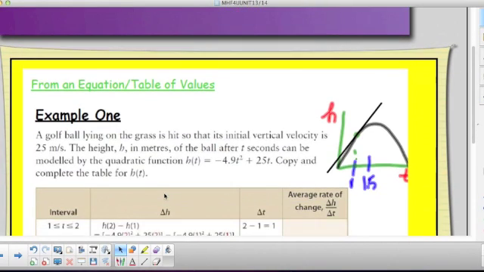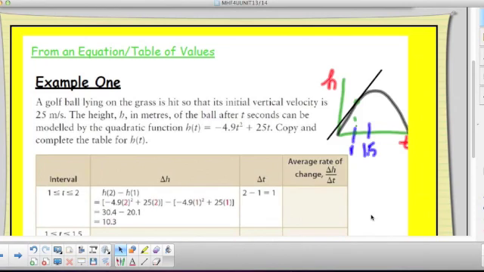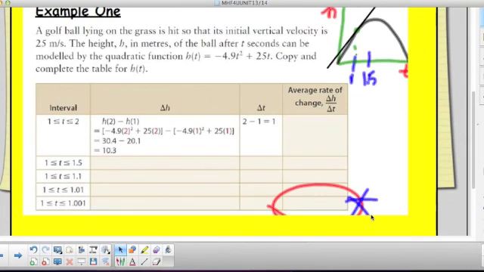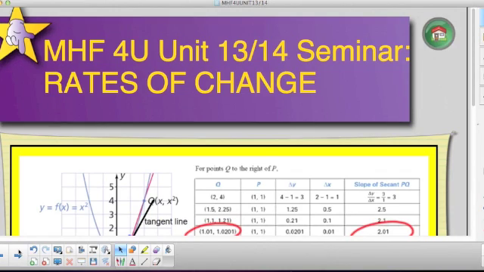A golf ball lying on the grass is hit so that its initial velocity is 25 meters per second. The height in meters of the ball after t seconds can be modeled by the quadratic equation h(t) is equal to negative 4.9t squared plus 25t. Copy and complete the table for height as a function of time. So I will come back to this. I just need to check something for myself.